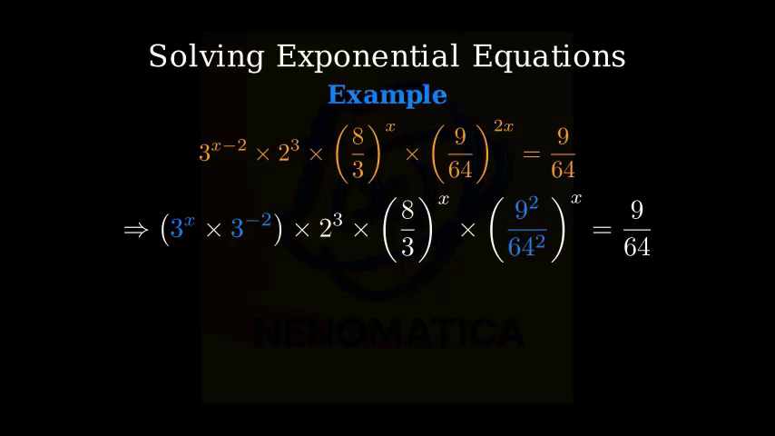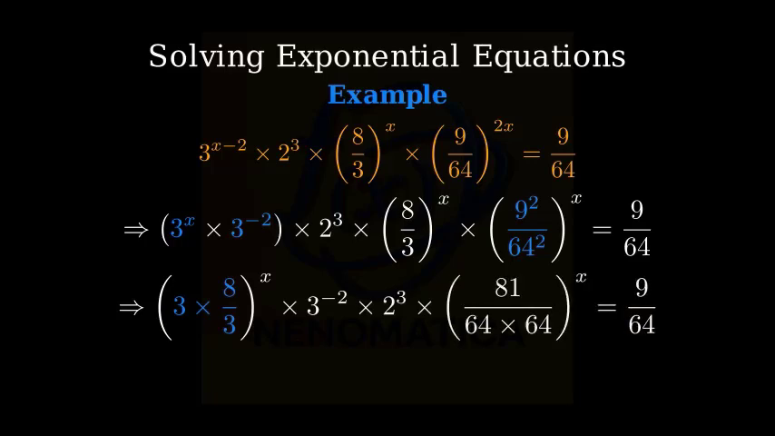First, we'll use the property that says a to the power of m times a to the power of n equals a to the power of m plus n. So we can rewrite 3 to the power of x minus 2 as 3 to the power of x times 3 to the power of negative 2. We also rewrite 9 over 64 to the power of 2x as 9 squared over 64 squared to the power of x.